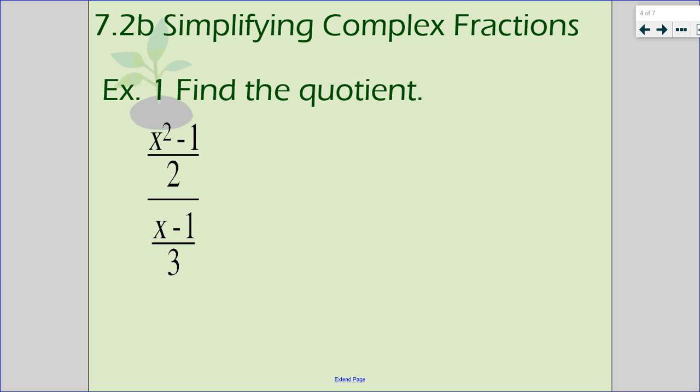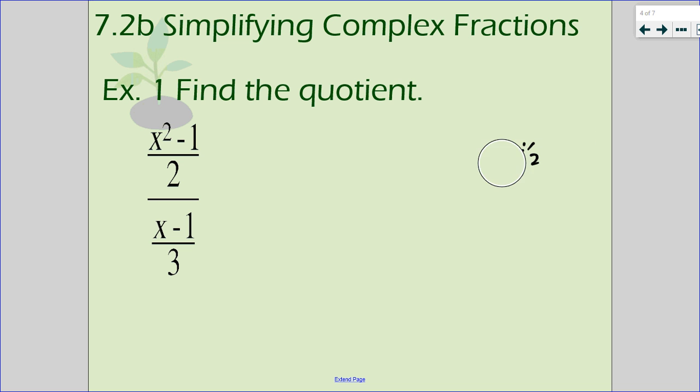So for example, if you did like 3 over a half, that's a complex fraction because either the numerator or the denominator are fractions. Complex fractions are not ideal because they're very confusing to look at. There's multiple fraction bars, and sometimes it's even tough to tell what's the numerator and what's the denominator.